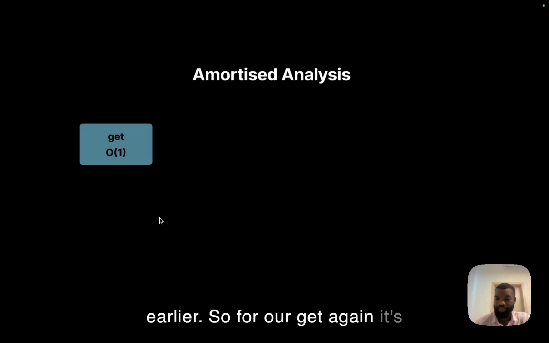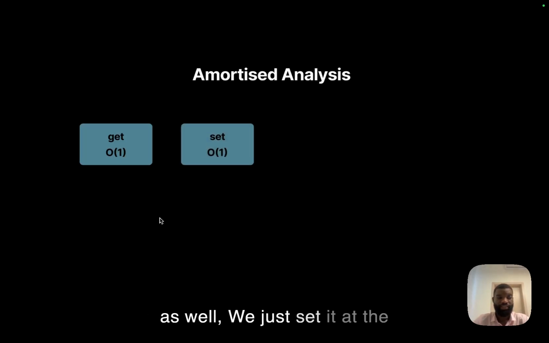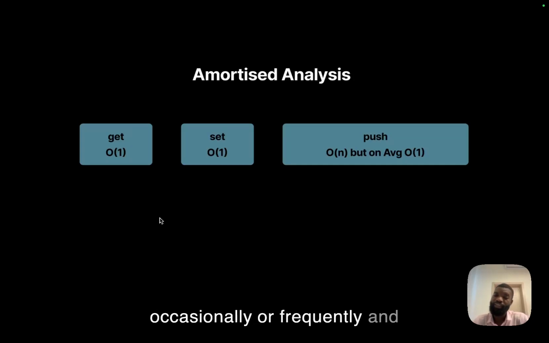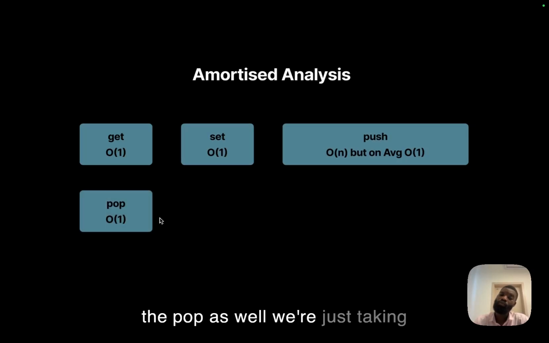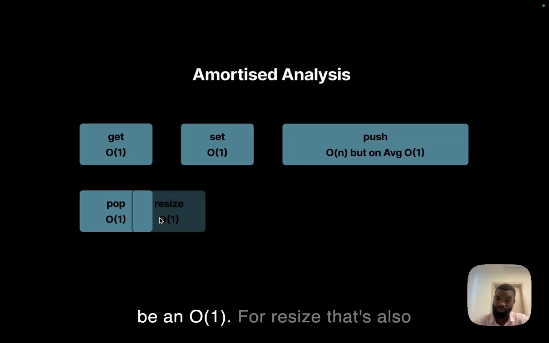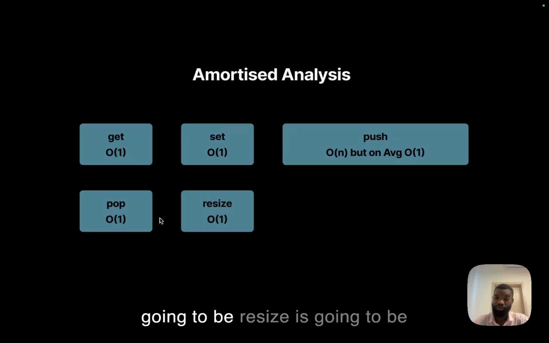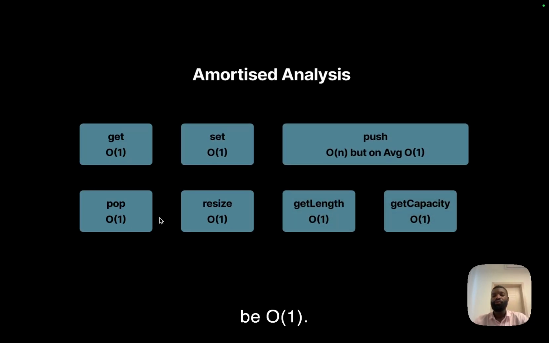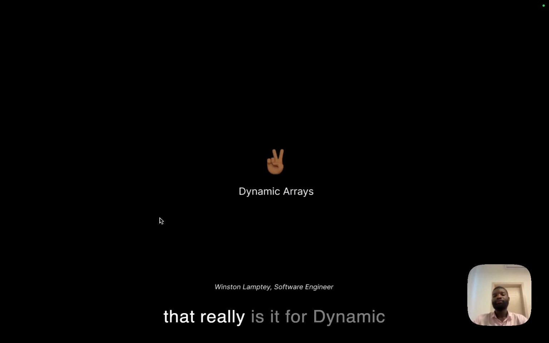So for our get, again, it's just a quick random access. It's going to be an O of 1. For the set as well, we just set it at the given index. That's also going to be an O of 1. The push with a resize is going to be an O of n, but again, we only do this occasionally, and we'll see that it averages out to an O of 1 complexity. For the pop as well, we're just taking out the last item, that is going to be an O of 1. For resize, that's going to be an O of n. And then for get length and get capacity, they're also going to be an O of 1. So that really is it for dynamic arrays.